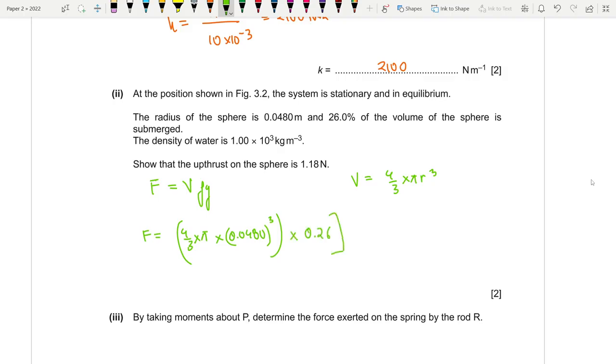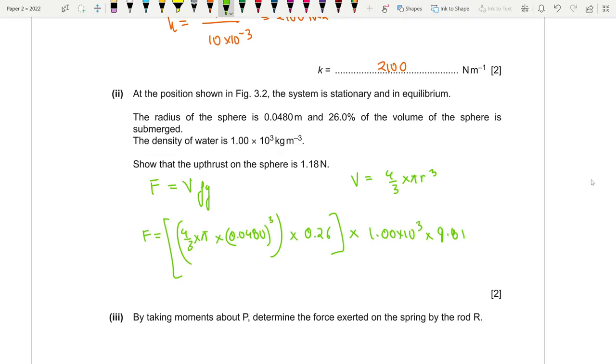26 by 100 times the density of the fluid that it's submerged in, which is water, 1.00 into 10 to the power 3, times g, which is 9.81. Let's do this. So 0.0480 cubed times pi times 4 by 3 times 26% times 1 into 10 to the power 3 times 9.81. This gives us a value of 1.18.